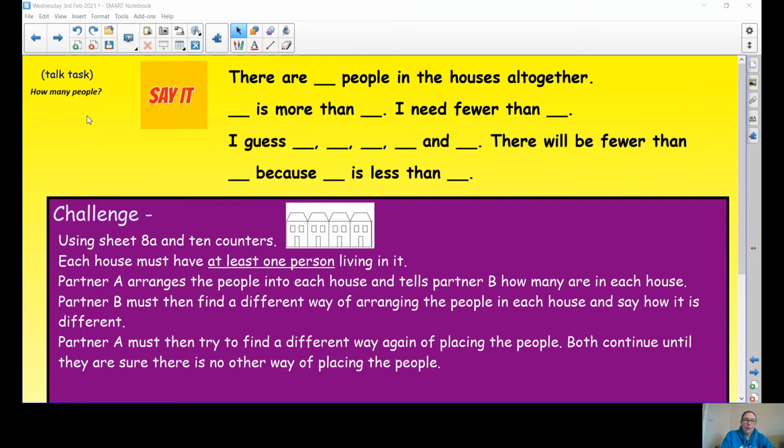So if you arrange the people into each house, you're going to tell your grown-up how many there are in each house. Then your grown-up at home must find a different way of arranging the people in the house and say how it's different. And then you must try to find another way of placing those people and keep going until you're sure there are no other ways of putting those people together.